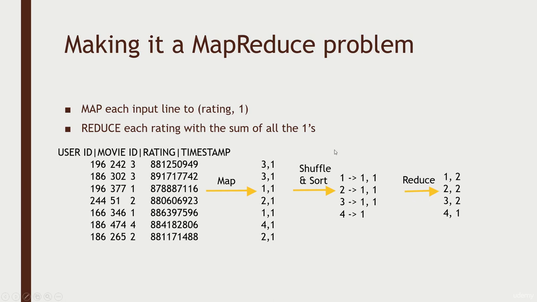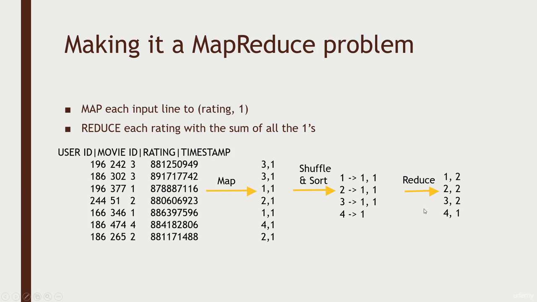So, for example, if we go through the shuffle and sort for all the 1 keys, all the 1-star ratings, we end up with two values, a 1 and a 1. We only saw the rating 4 once in this specific example, so we only receive a single 1 value there, and our reducer can add them all up to tell us the final result that we want: there were 2 1-star ratings, 2 2-star ratings, 2 3-star ratings, and 1 4-star rating.